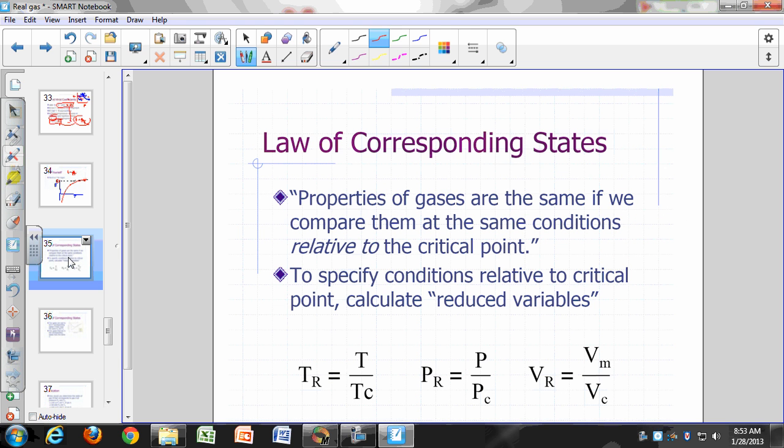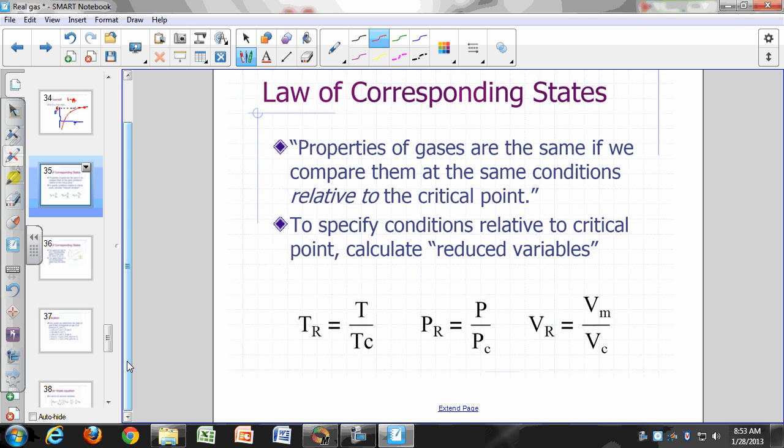Let's talk now about the law of corresponding states. This is a general empirical observation that properties of gases are the same if we compare them at the same conditions relative to the critical point. The value of this is it simplifies the tabulation of data for gases, because you cannot just put Z versus P data at every temperature for every gas in a table. You would have a very, very huge publishing task to get all of that information.